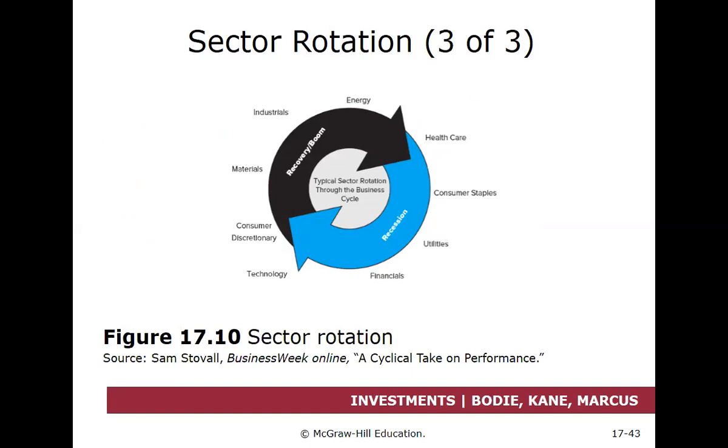The typical sector rotation throughout the business cycle is: energy, healthcare, consumer staples, utilities, financials, technology, consumer discretionary, materials, industrials, and energy. These are recovery, boom, and recession.